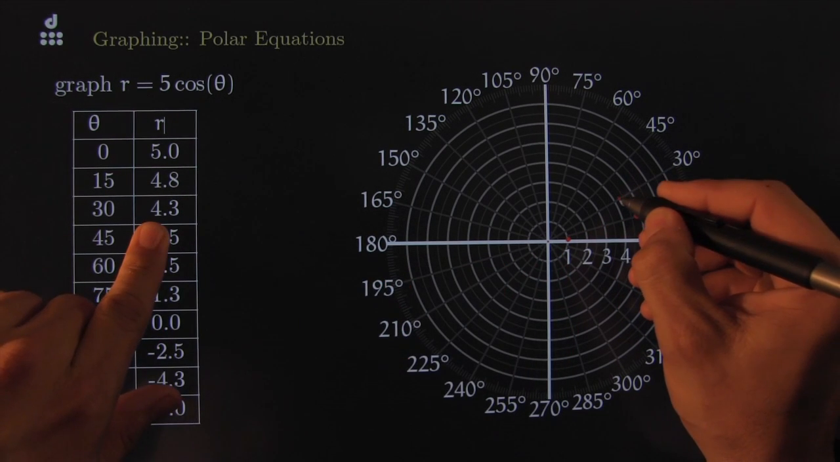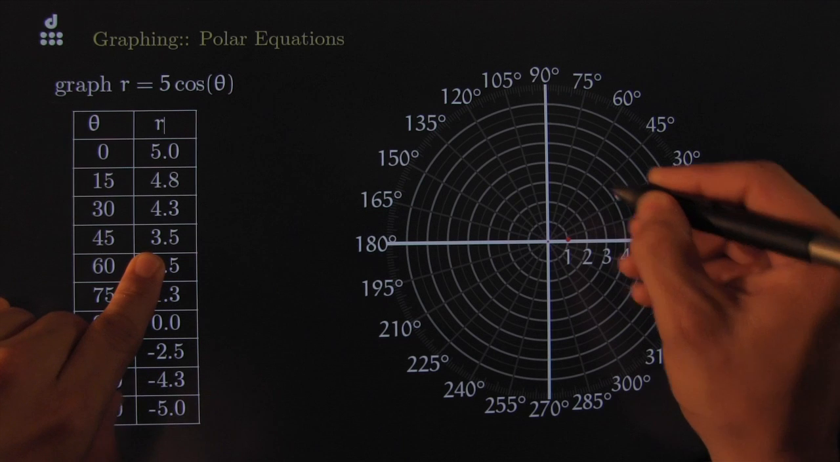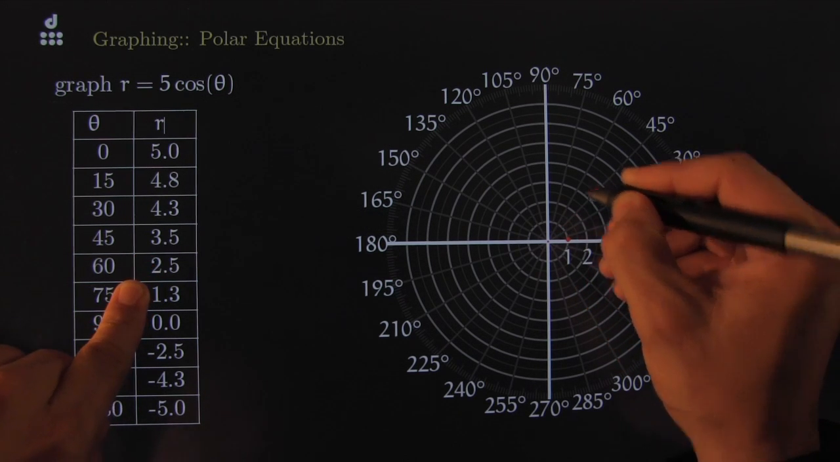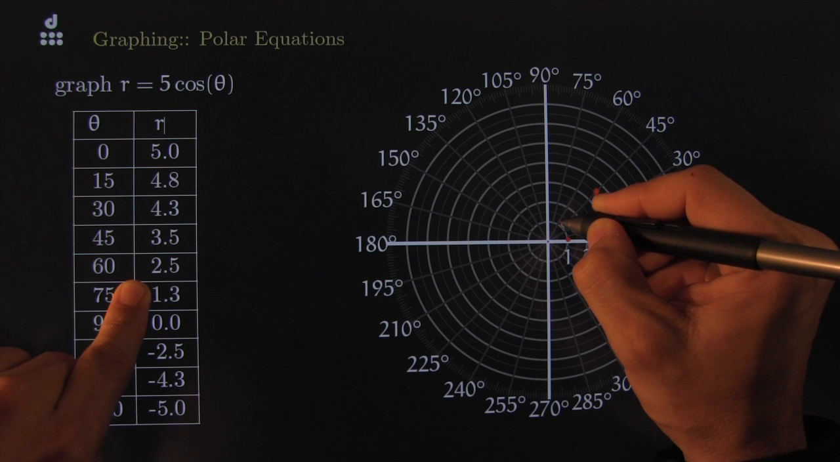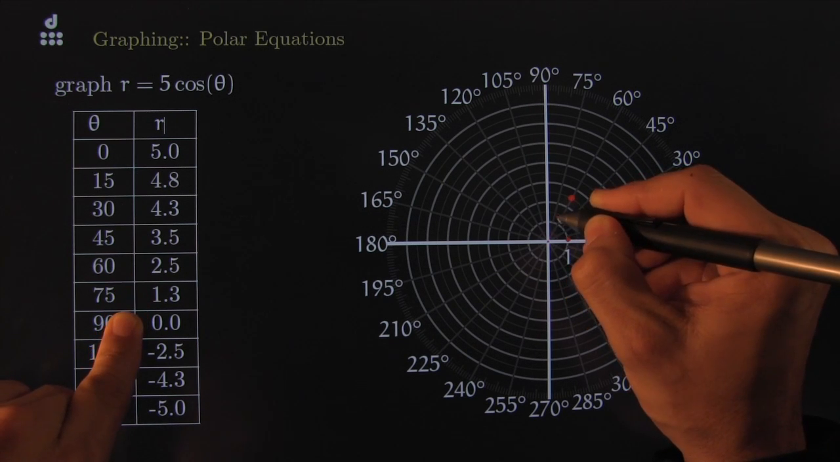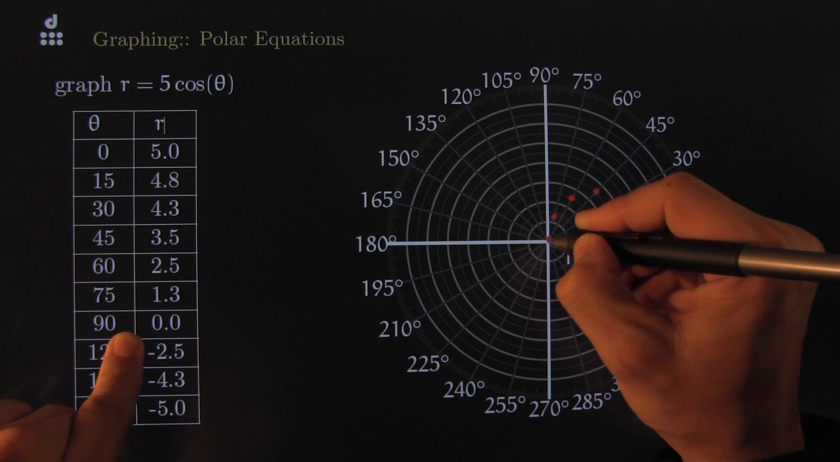For 30 you go 4.3. For 45 you go 3.5, 1, 2, 3, 3.5. For 60 you go 2.5. That would be 1, 2, 2.5. For 75 you go 1.3. For 90 you'd go 0.